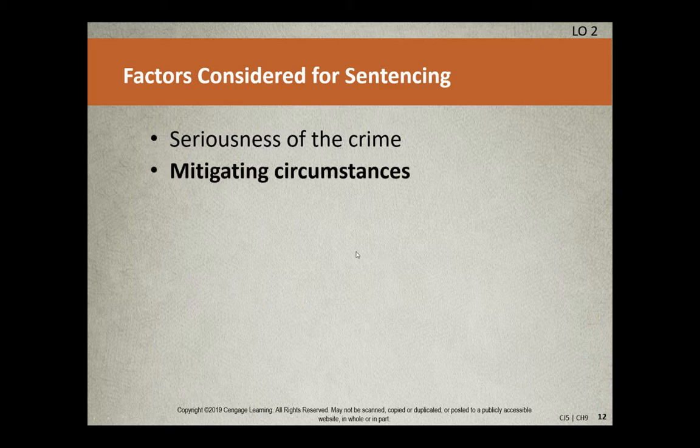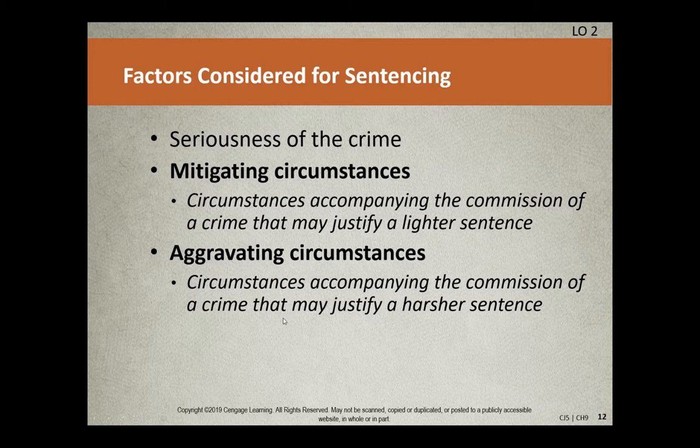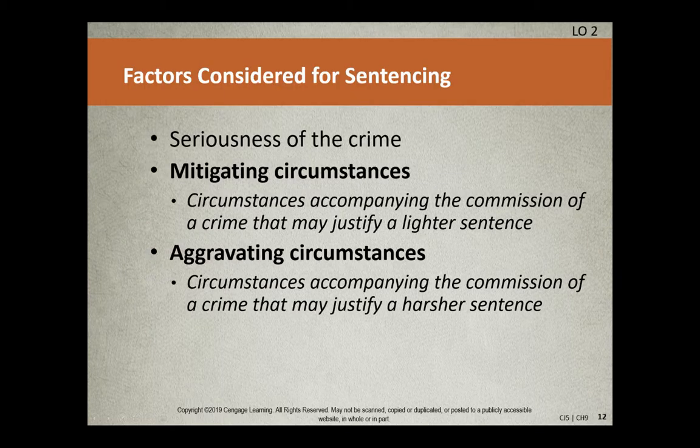In making the final decision, most judges consider two factors above all others: the seriousness of the crime and any mitigating or aggravating circumstances. When deciding severity, judges and juries evaluate these two things. Mitigating circumstances are any circumstances accompanying the commission of the crime that may justify a lighter sentence. Aggravating circumstances are any that may justify a harsher sentence.